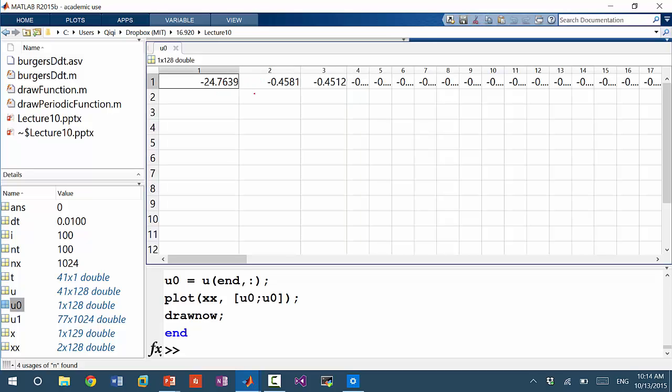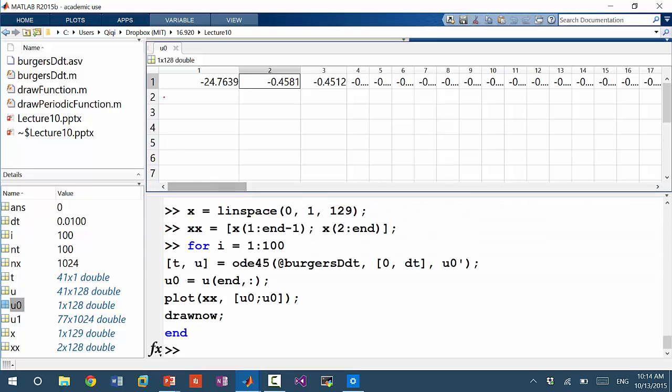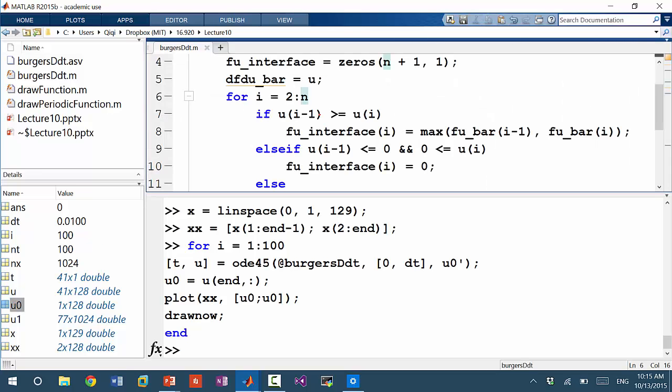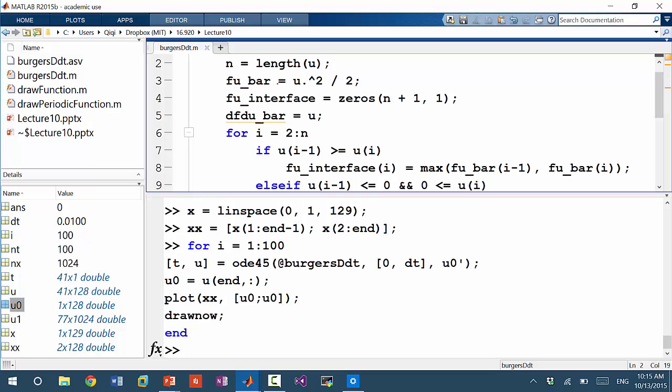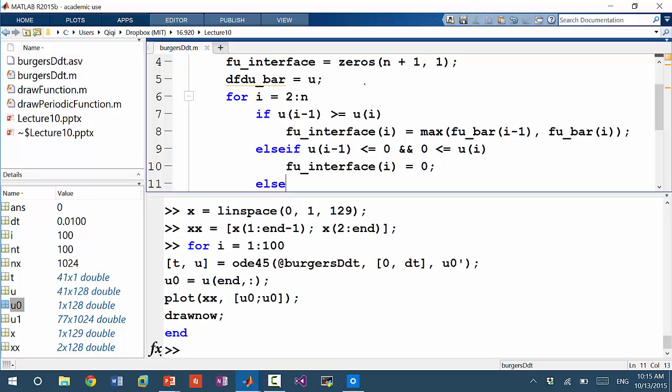So let's say between the first volume and the second volume, both values are negative, and UL is less than UR. So my U left is less than U right. FU interface would be the minimum of FU bar I left and FU bar I. Because FU bar is U square over 2, what I get is the minimum of these two.